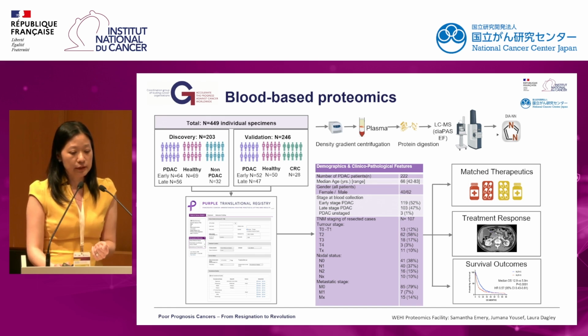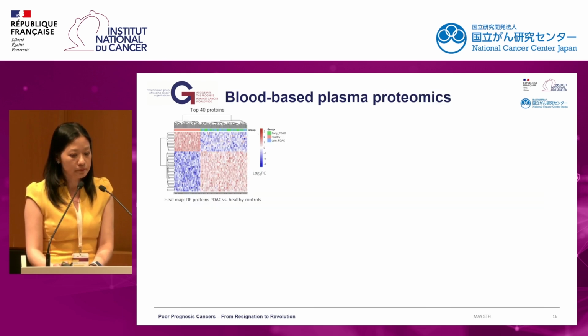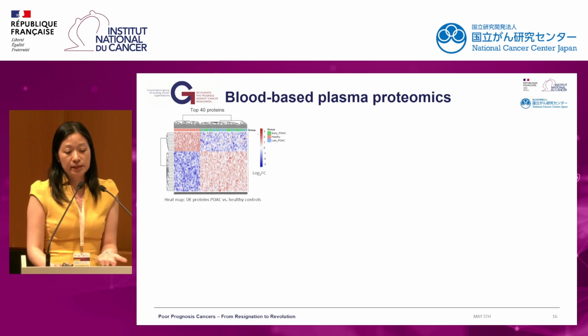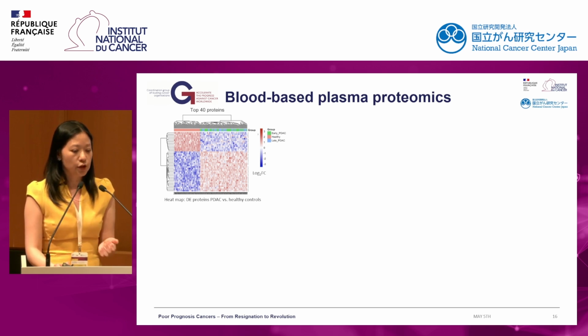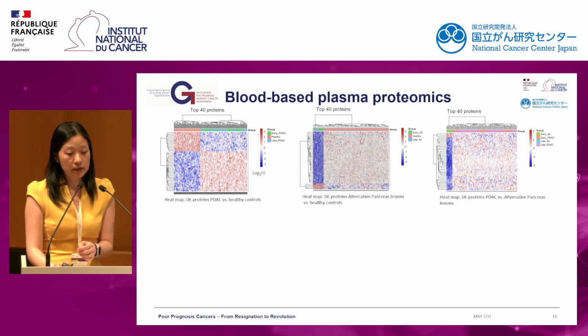We extracted the clinical data from the Purple Translational Registry. We matched it against the treatments that patients received, their responses, and their overall survival. What we were very pleased to see was that when we compared, this is a hierarchical clustering plot looking at the differential expression of proteins, there was a clean signature when we compared pancreatic cancer to healthy controls. We're very excited by this. We then did the same analysis comparing alternative lesions in the pancreas with healthy controls, and as expected, that was a clean signature as well.